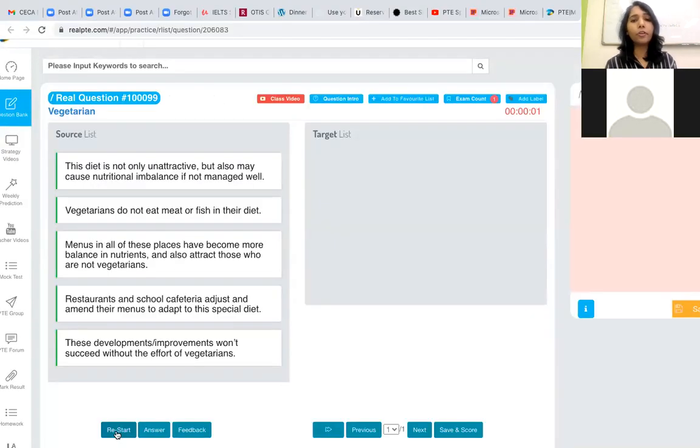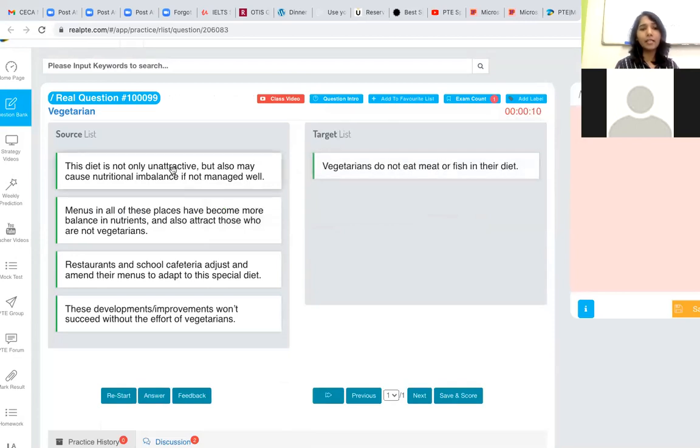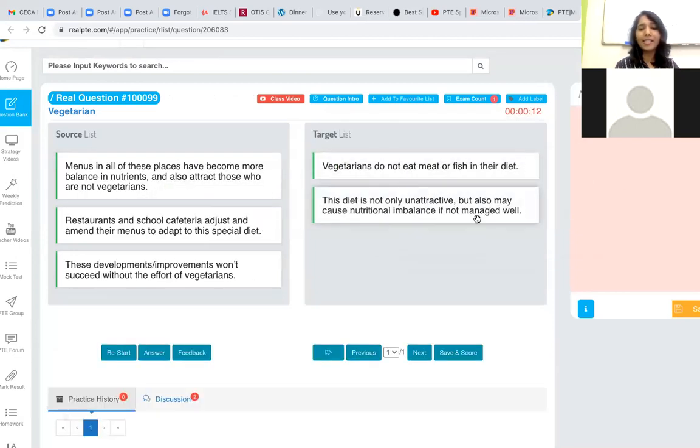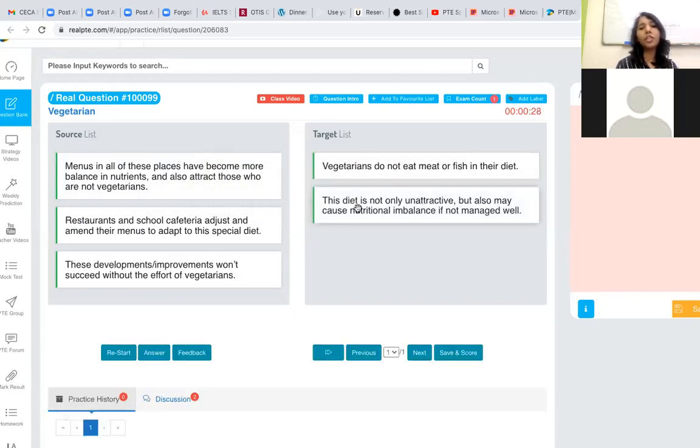So what is another approach? General to specific progression, right? So here it says, vegetarians do not eat meat or fish in their diet. And this is a pronoun which says, this diet is not only. So it talks about diet over here. What information are they giving here? Vegetarians, meat, fish, and diet. There are many things mentioned here. Then it gives you specific information about diet. It doesn't talk about meat or fish, but it talks about the diet here.